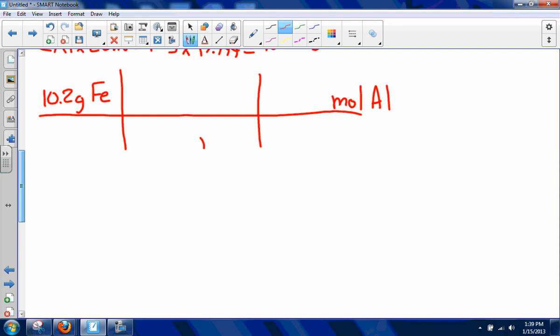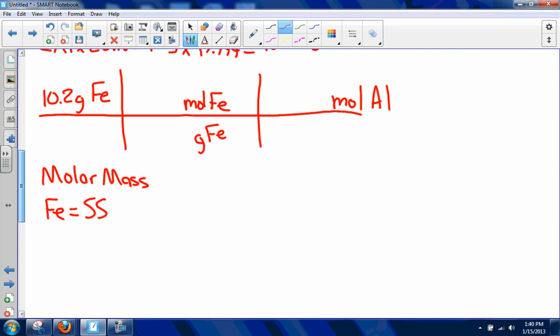That's right, I put grams of Fe on bottom. And then I ask myself, what's my only conversion factor that has grams in it? Molar mass. That means moles of Fe will go on top. And I've got to do the molar mass of Fe, which is going to be pretty simple. Molar mass of Fe is right off the periodic table as 55.845 grams per mole.